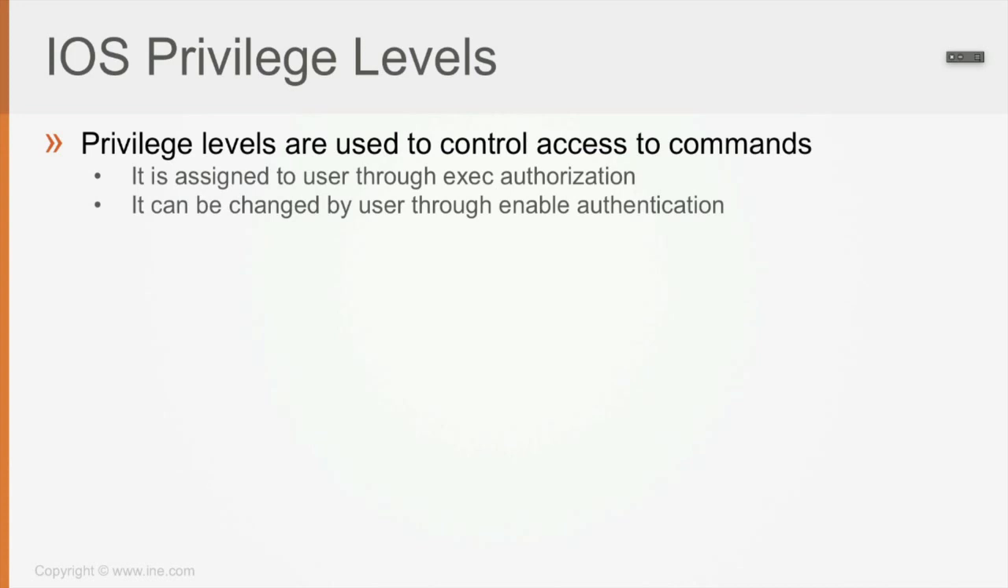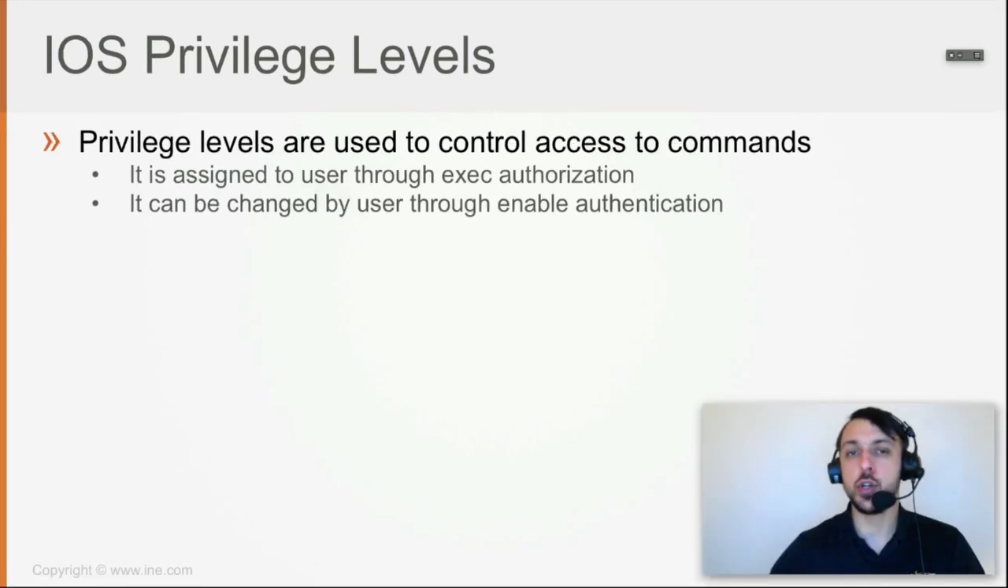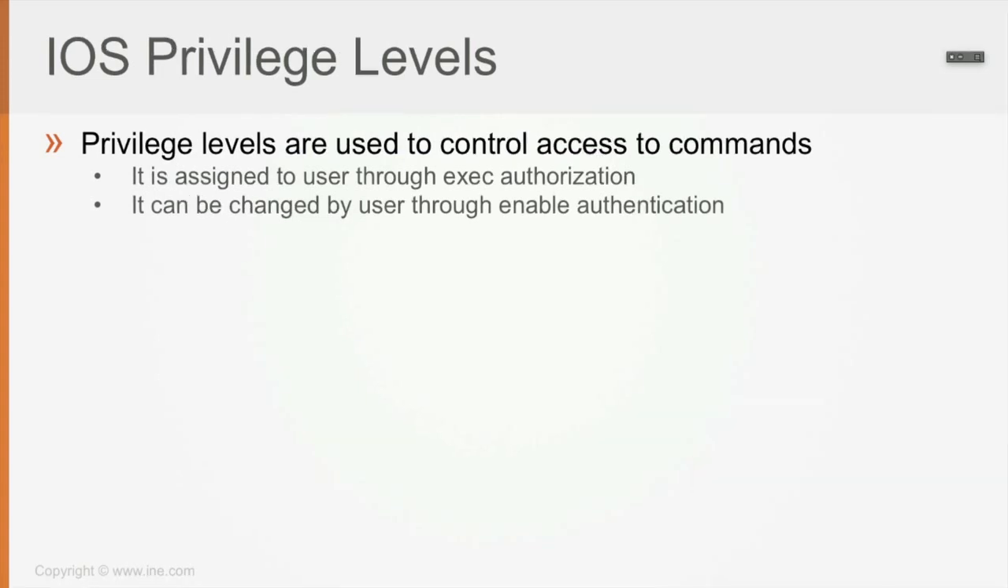The privilege level, as we were speaking before, is going to be assigned to the user through exec authorization. And of course, as you're going to see, if the user connects, authenticates, and through exec authorization gets access to privilege level, let's say 5, then he can optionally get access to a higher privilege level like 15 by using the enable authentication method. Because, as from the previous slides, to get to privilege mode you need to perform enable authentication.